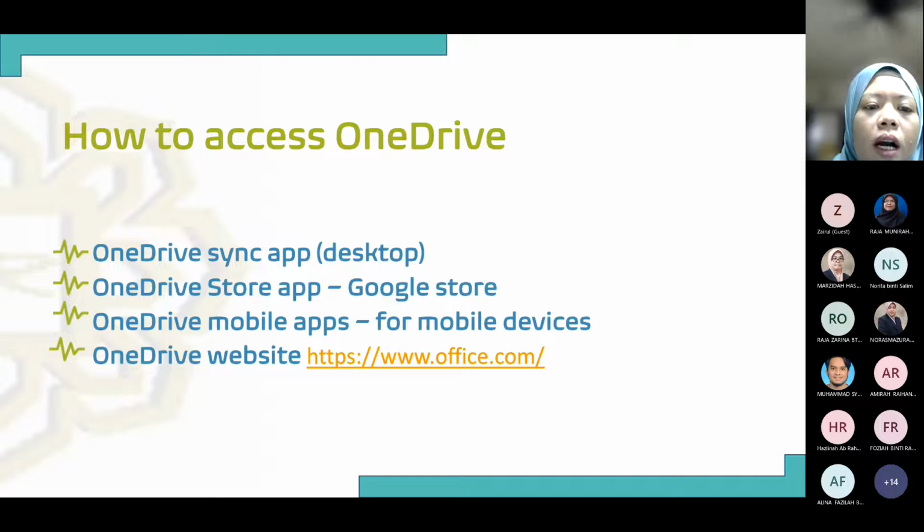Okay, how to access OneDrive? So one way is using your desktop application in your desktop. The other way is to download the app from Google Store. The other one is using mobile apps. You have a handphone, you can still access your files and folders in your OneDrive using your handphones. Okay, and the other one is using the website.